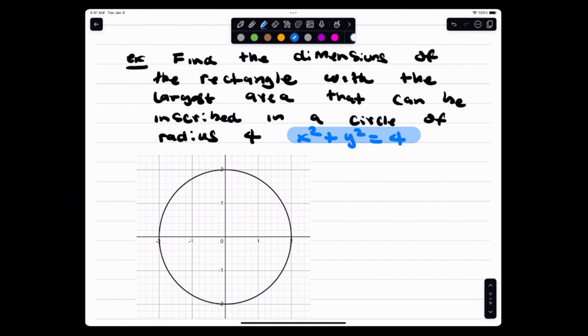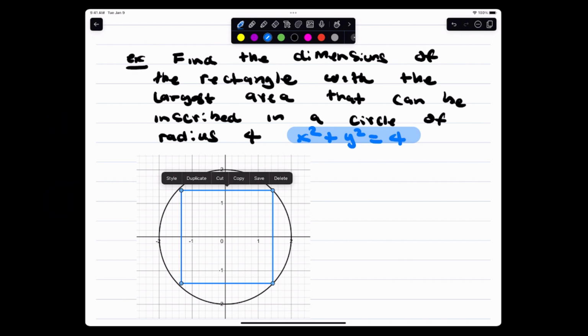All right, so here's your circle, and then what do they say? Find the dimensions of the rectangle. So, I guess, I don't know. Can I draw? Let's do it this way. All right, find the dimensions of the rectangle with the largest area.